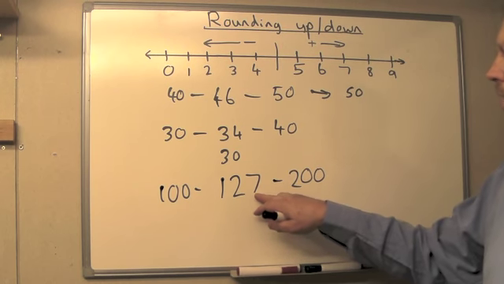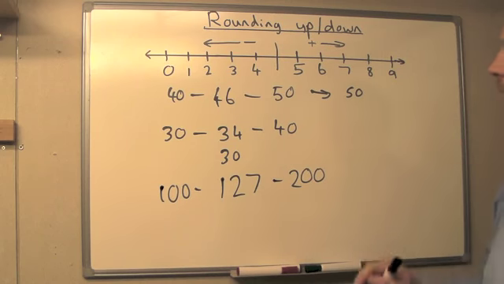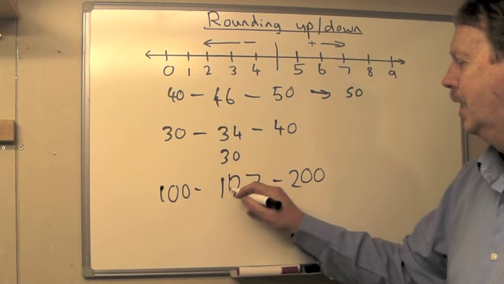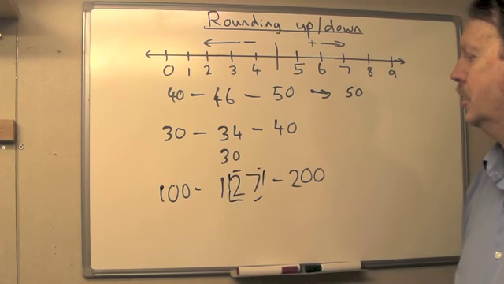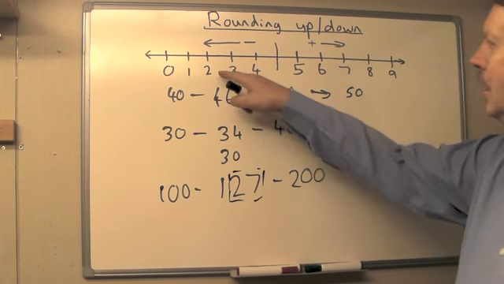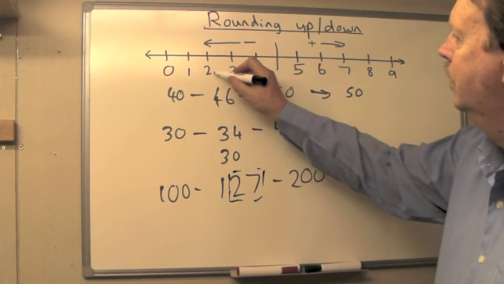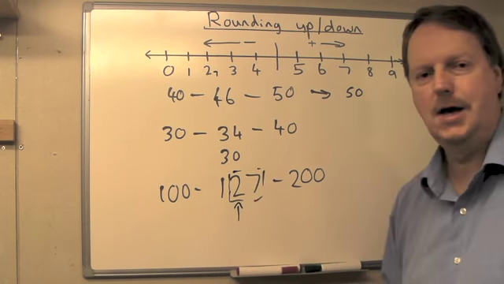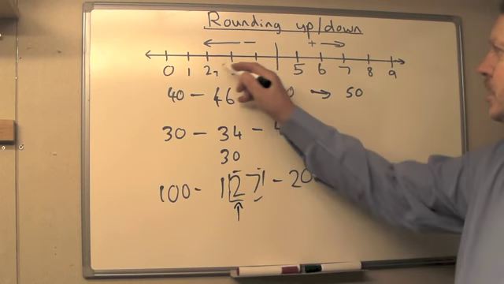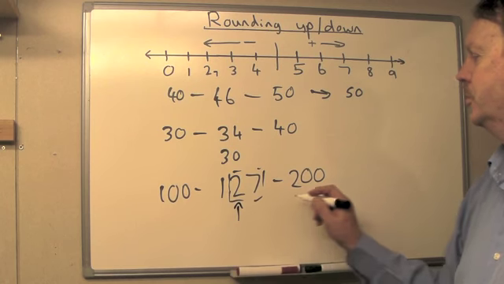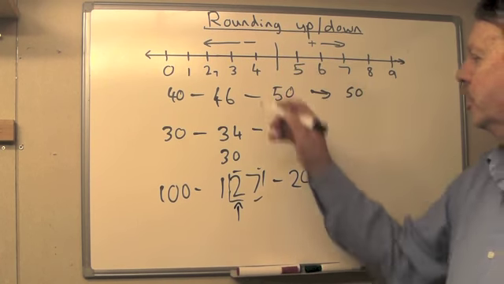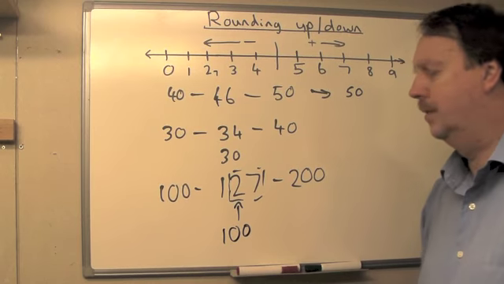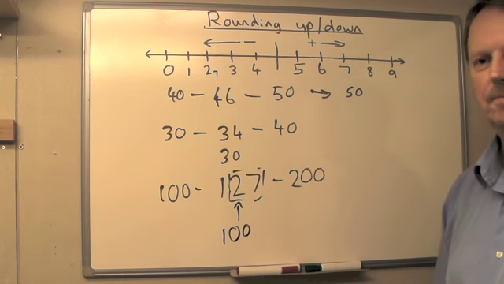Well, the 7 would mean that you go up. But when you're dealing with 3 digits or 100 numbers, you've got to look at the two numbers together. So 27, like that, because you're looking at the tens number there, and you know that 20 is nearer to 100 than it is to 200, so it goes down. So 127 rounded off to the nearest 100 would be 100.